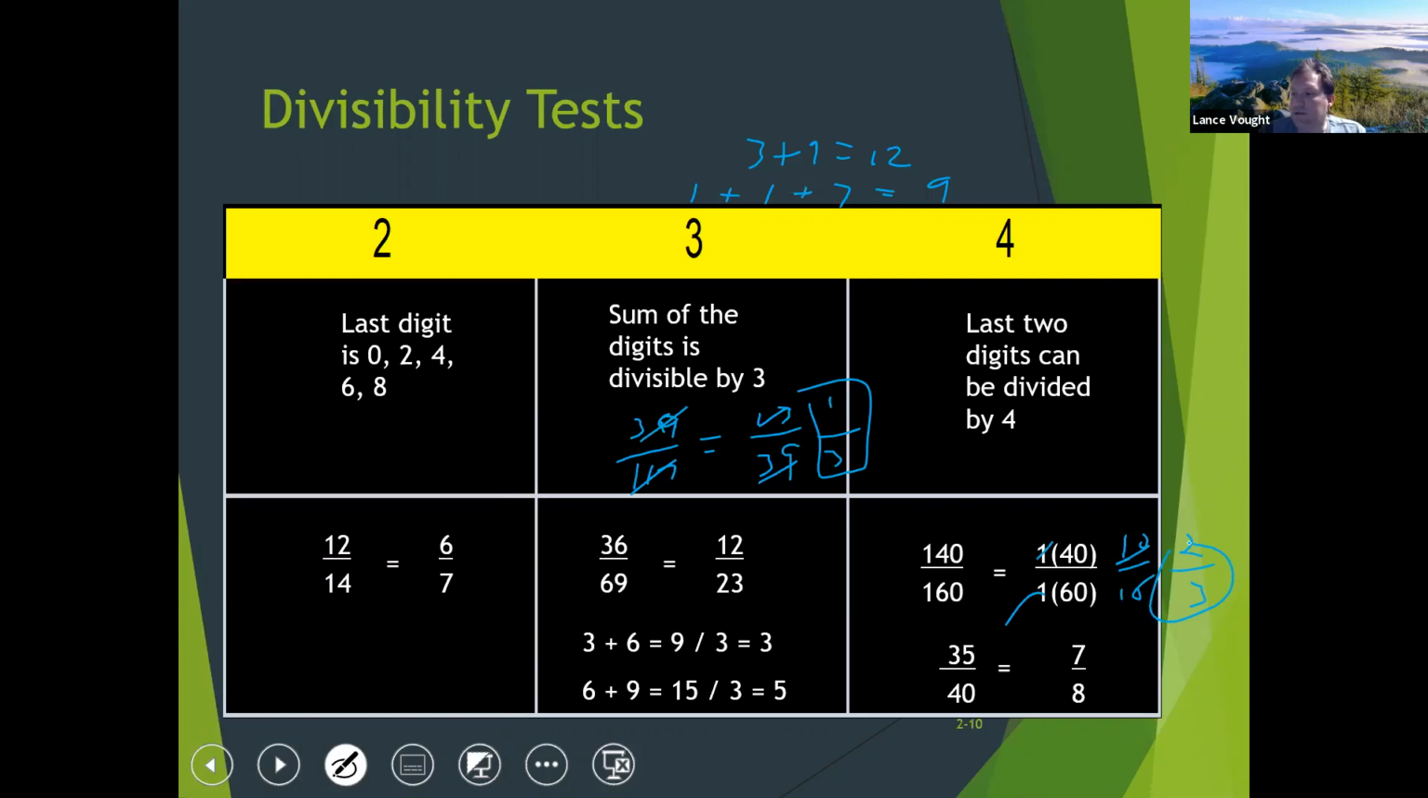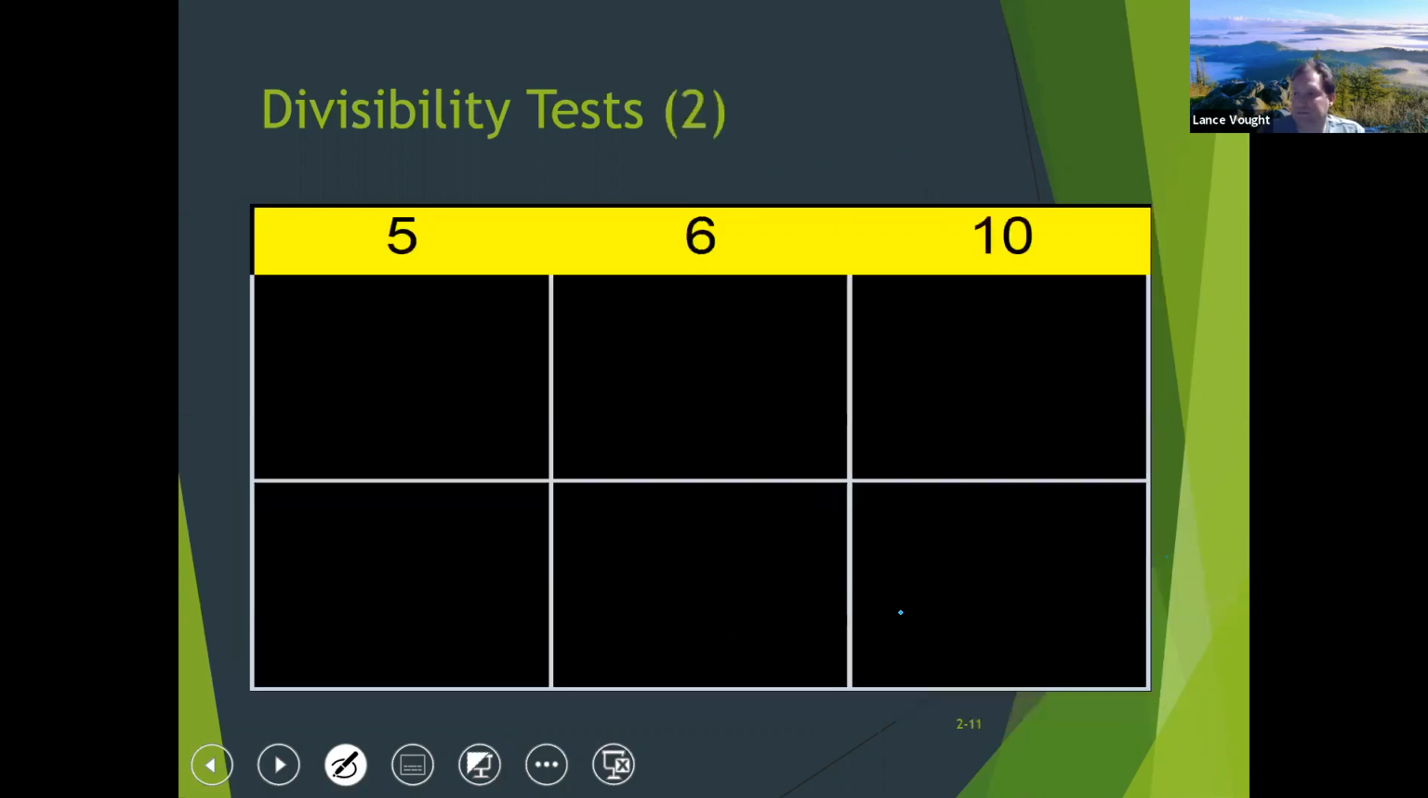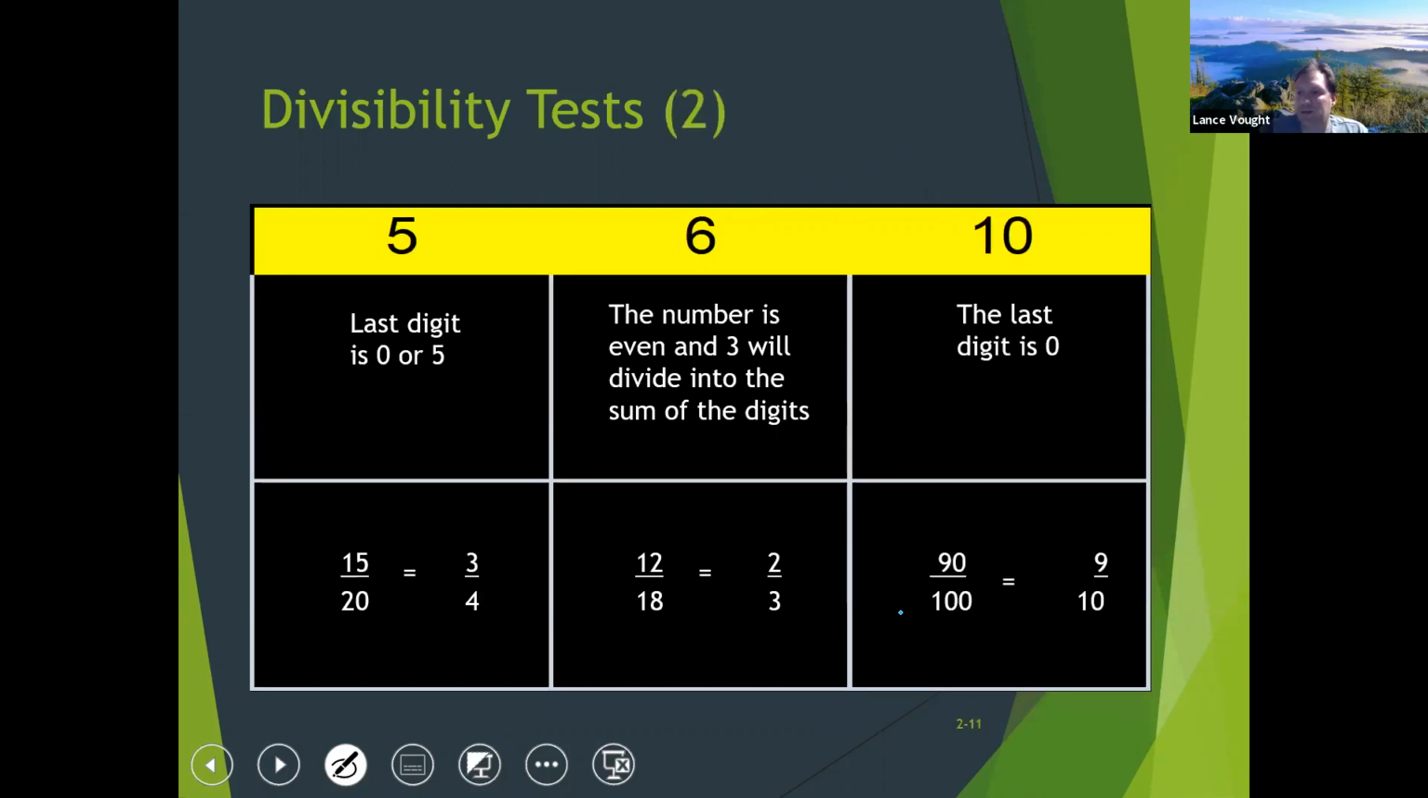35 over 40. I don't know why this one's in here because that should be with 5, but 35 is not divisible by 4. 40 is, but 35 is divisible by 5, so that gives you 7. And 40 divided by 5 gives you 8, which is here. I don't know why this ended up here, but this is 5. If it's divisible by 5 or 0, then it's divisible by 5. So for 5, if your last digit is 0 or 5, it's divisible by 5.